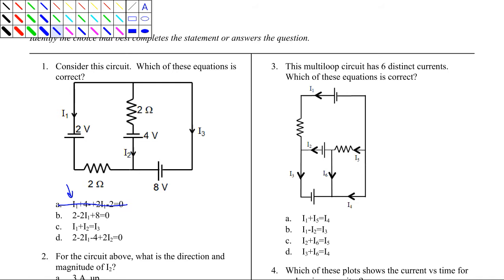Here I have 2 minus 2I1. So that means I'm going in this direction. Minus 2I1, that's correct so far. Plus 8. Oh, that should be minus 8. And then that would be equal to 0. That would be correct. Let's see.